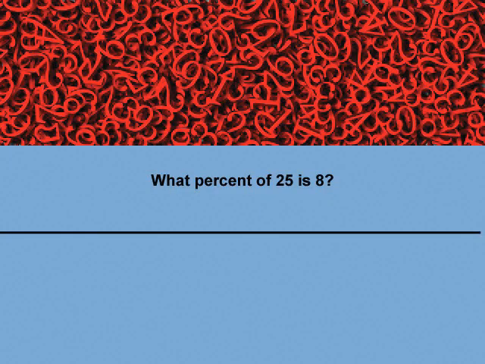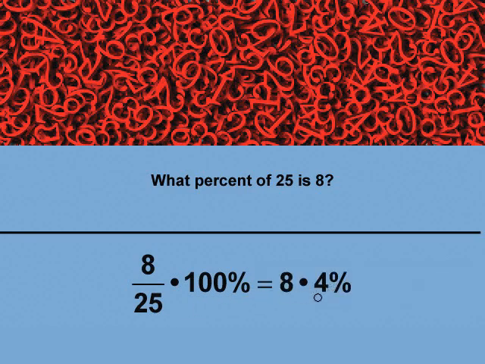What percent of 25 is 8? If you replace the word percent with fraction, what you want to know is what fraction of 25 is 8. This we would write as 8 over 25. To convert to a percent, multiply the fraction by 100%, as shown here. The 25 goes into the 100 4 times, leaving 8 times 4, or 32%. So 8 represents 32% of 25.